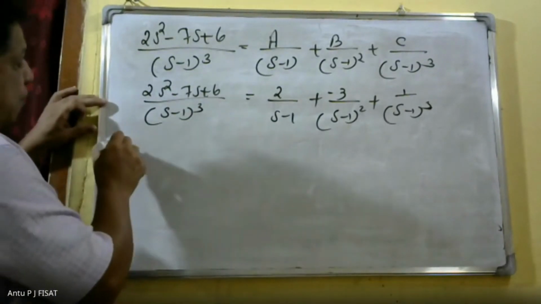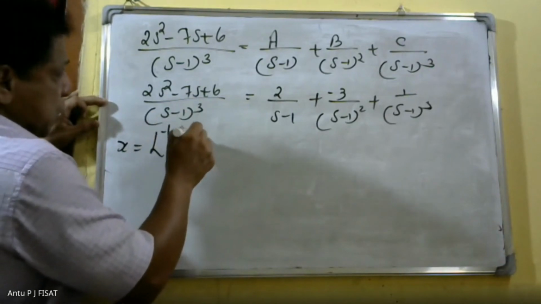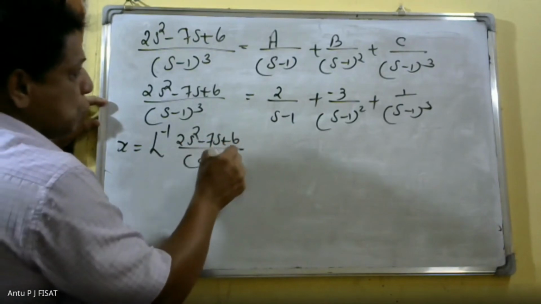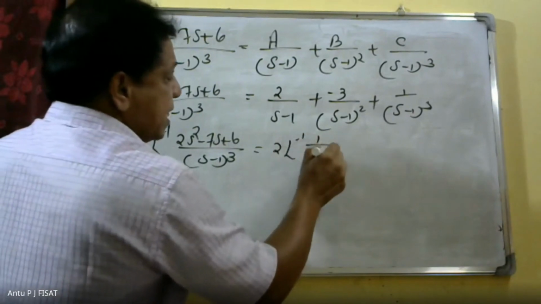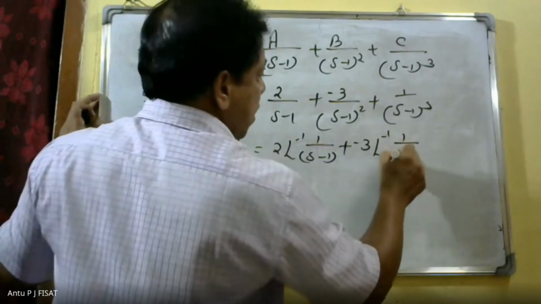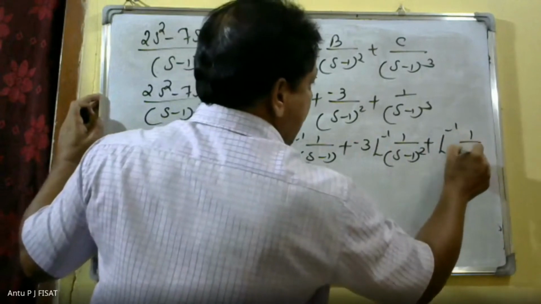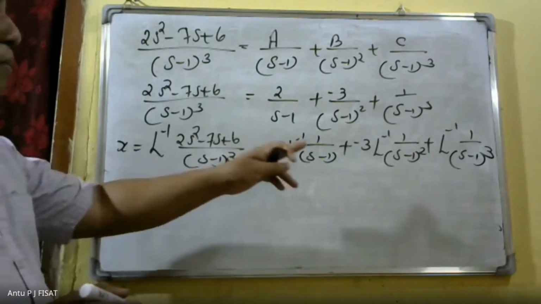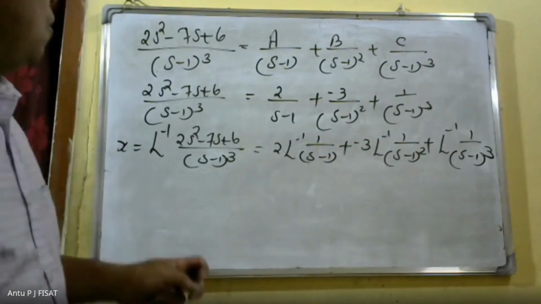Therefore, to find the value of x, we apply the inverse result, L inverse of 2s square minus 7s plus 6 divided by s minus 1 the whole cube. That is 2 into L inverse 1 by s minus 1, plus minus 3 into L inverse 1 by s minus 1 the whole square, plus L inverse 1 by s minus 1 the whole cube. To find the formula for 1 by s minus 1 whole square, we can apply the formula.